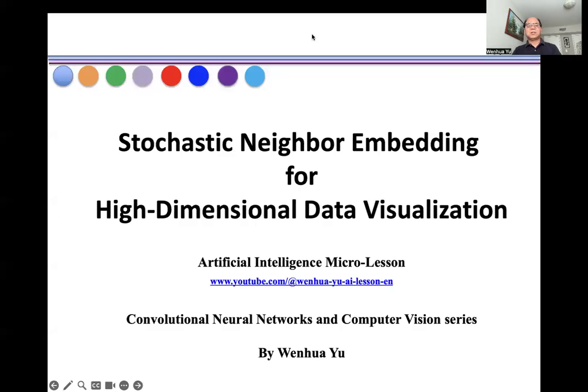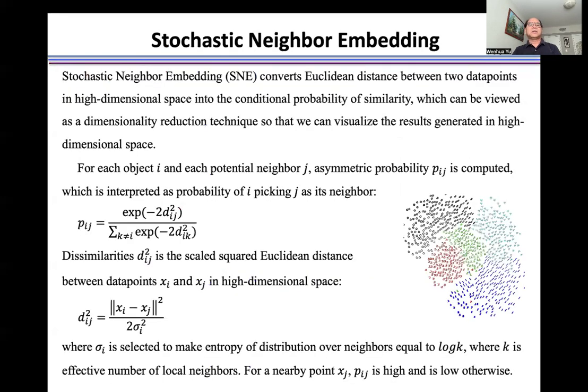In this video, I introduce stochastic neighbor embedding for high-dimensional data visualization. Stochastic neighbor embedding converts the Euclidean distance between two data points in high-dimensional space into the conditional probability of similarity, which can be viewed as a dimensionality reduction technique, so that we can visualize the results generated in high-dimensional space.